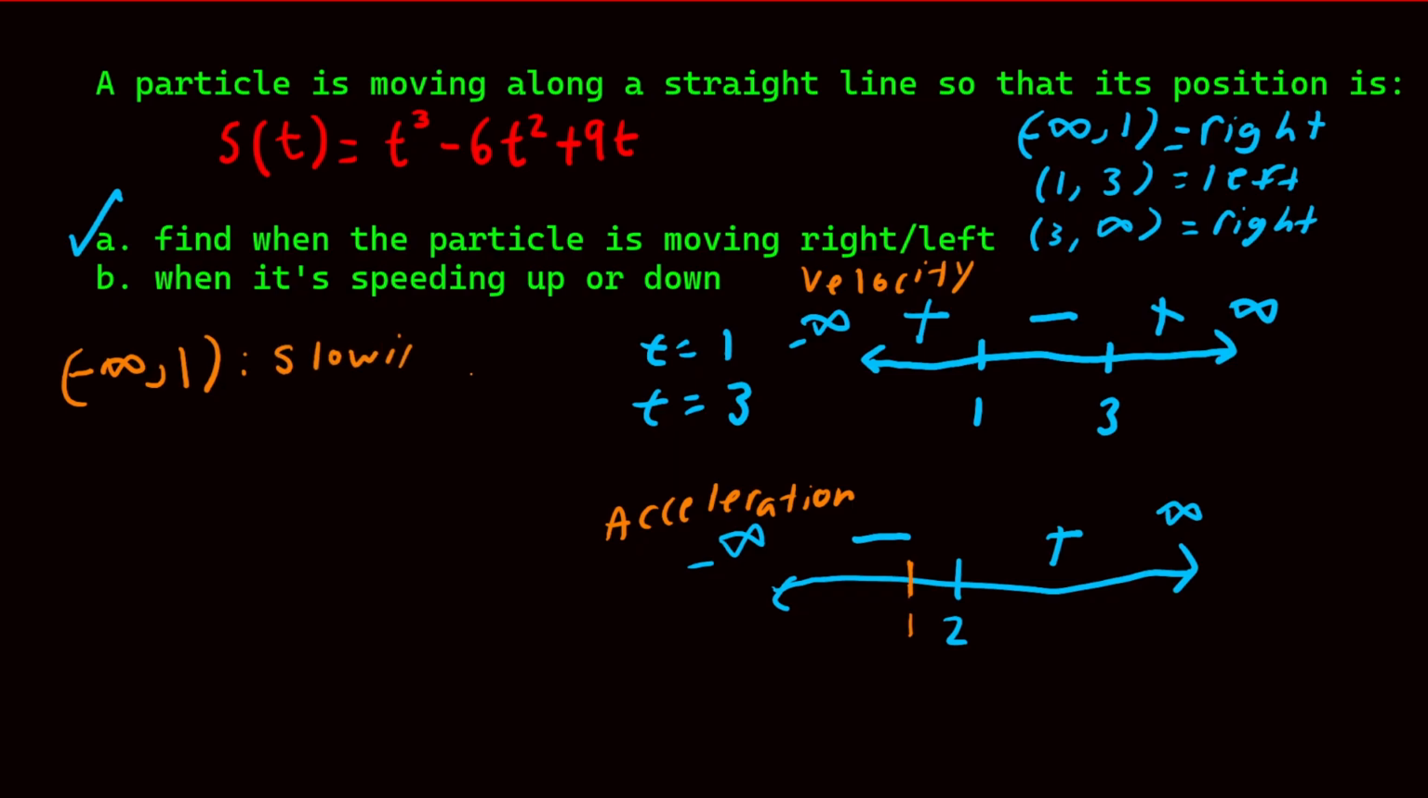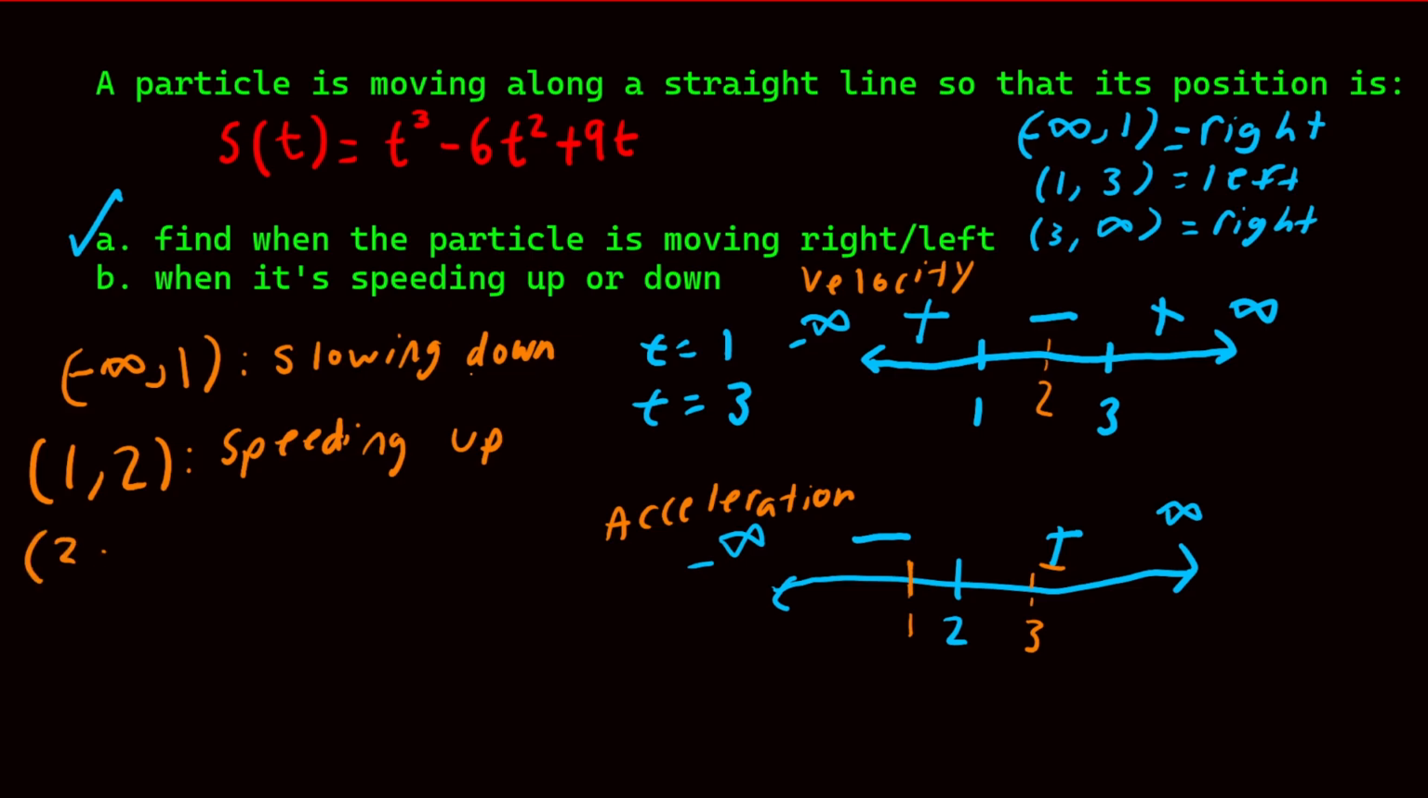Slowing down. Now, let's think about 1 to 2. Let's put a little 2 here. From 1 to 2, the acceleration is negative, and the velocity from 1 to 2 is obviously negative. So from 1 to 2, it's speeding up. It doesn't matter if it's negative, they're still the same sign. Now, we have 2 to 3. Let's put an imaginary little 3. From 2 to 3, the acceleration is positive, but the velocity is still negative. So from 2 to 3, it's slowing down.